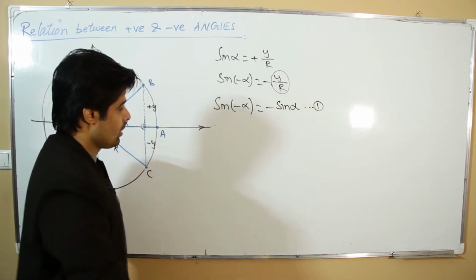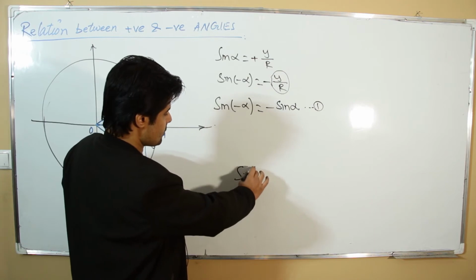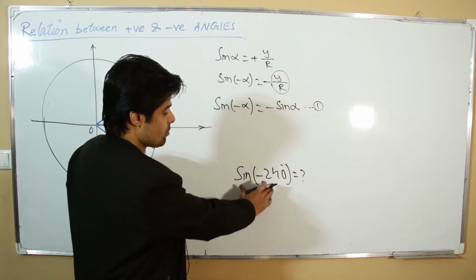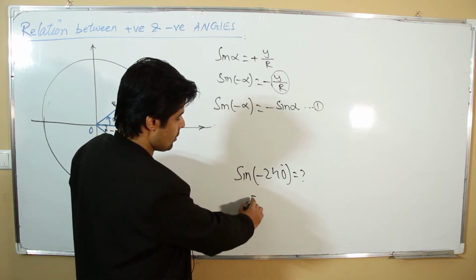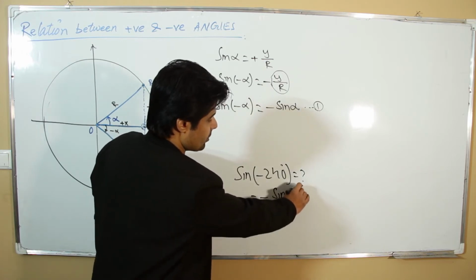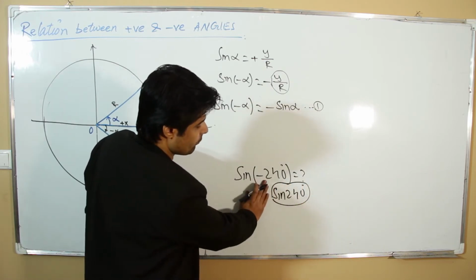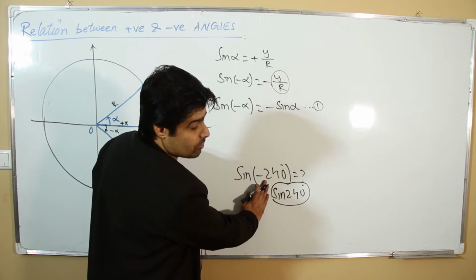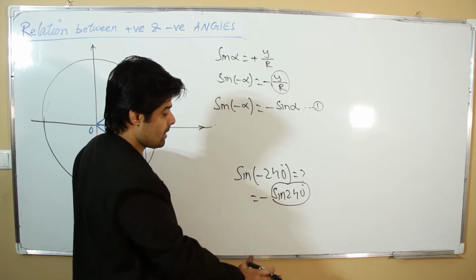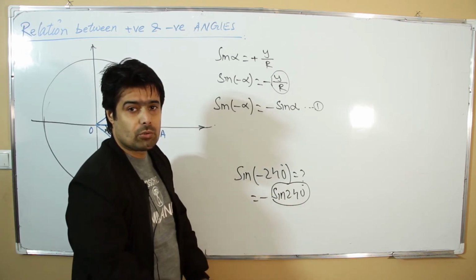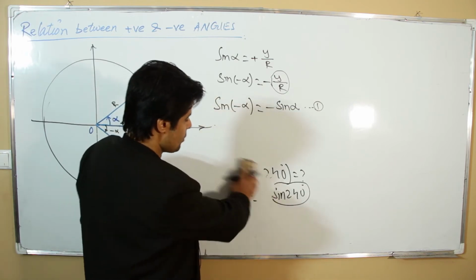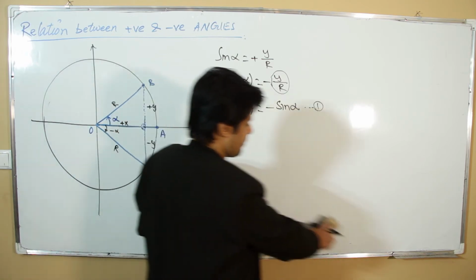What does it mean? It means if you want to find sine minus 240 degrees, then this is equal to what? To minus sine 240. Now you know the value for sine positive 240. Just multiply by a negative. That is the result for sine minus 240. Inshallah, we will come to examples. On examples, you might get the concept for this one.